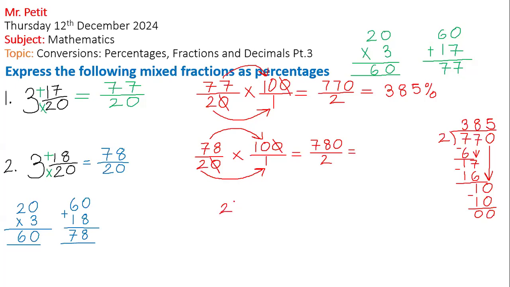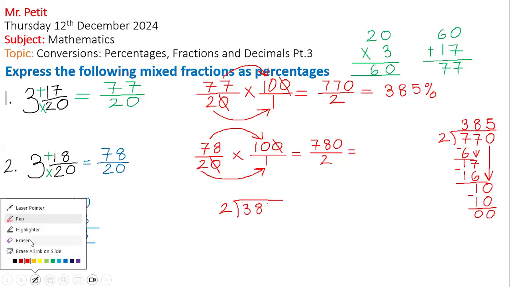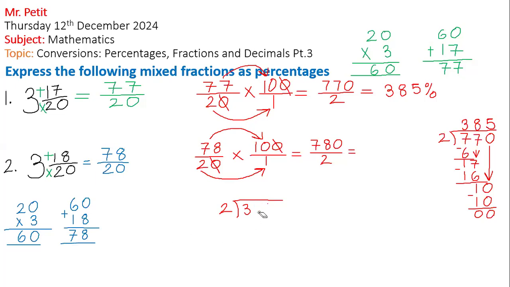So what do y'all get for your answer? 390%. I got 390. I can tell you how I got 390. I think we know how we got 390. We're doing it now.